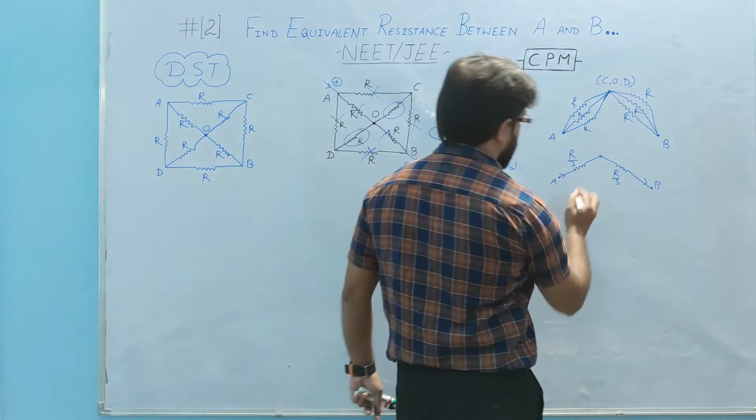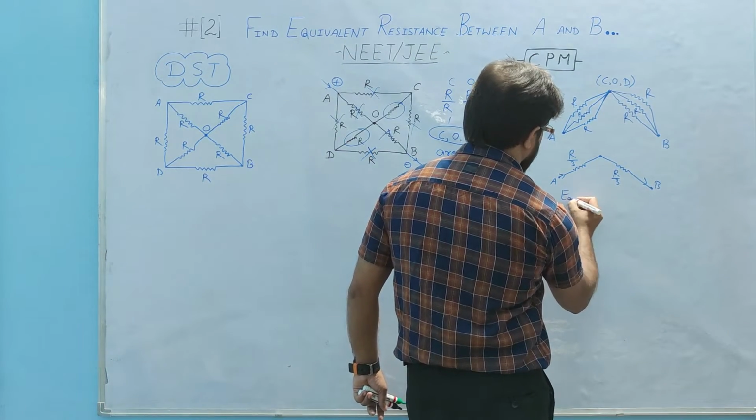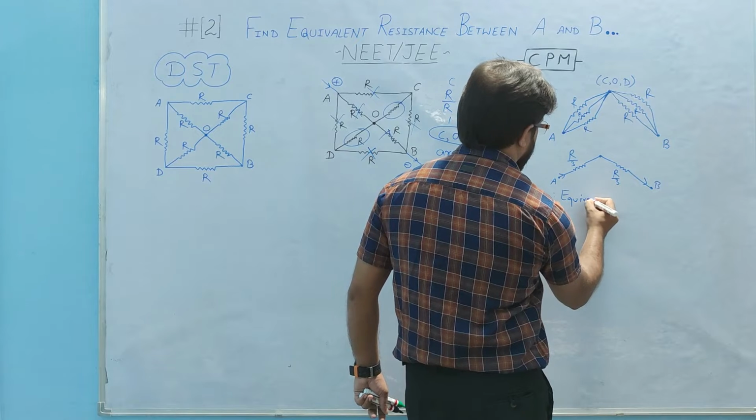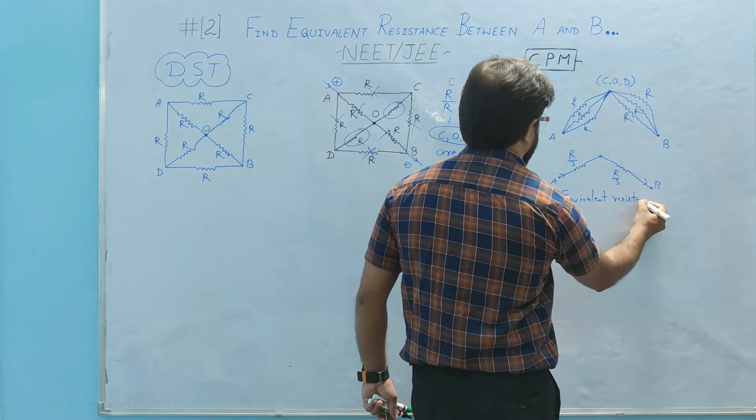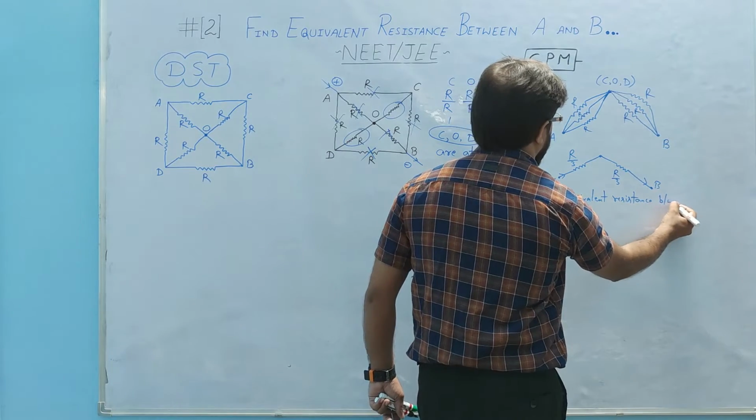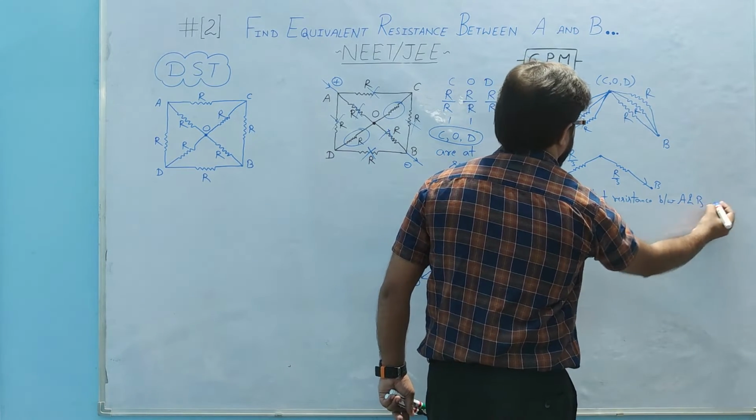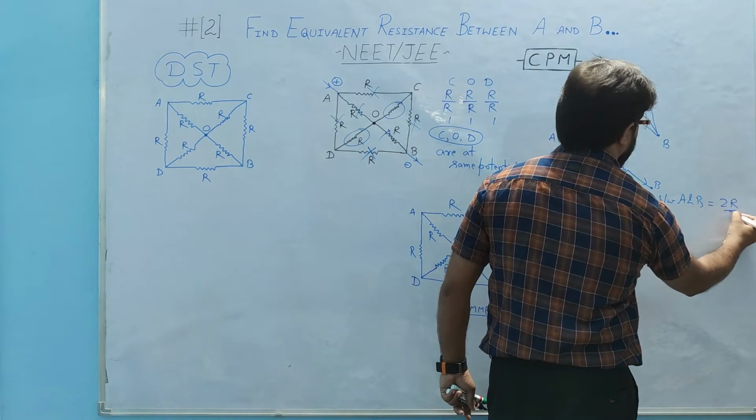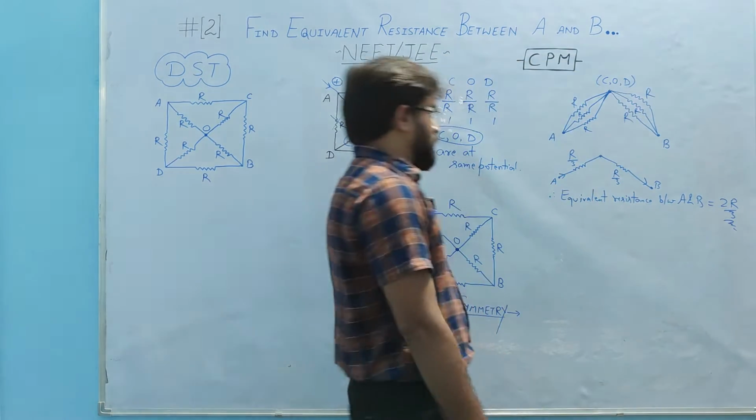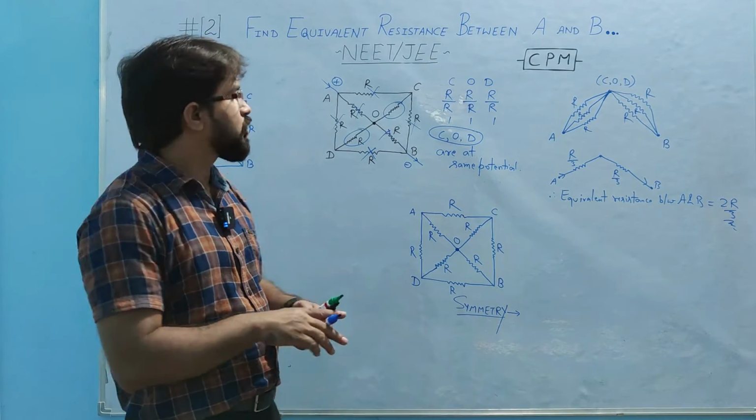Now your required answer is, therefore, the equivalent resistance between A and B is equal to R by 3 plus R by 3, which is 2R by 3. This is CPM, common potential method.